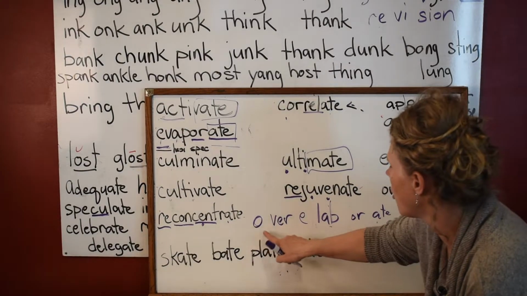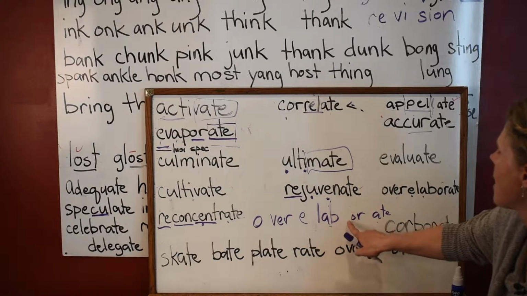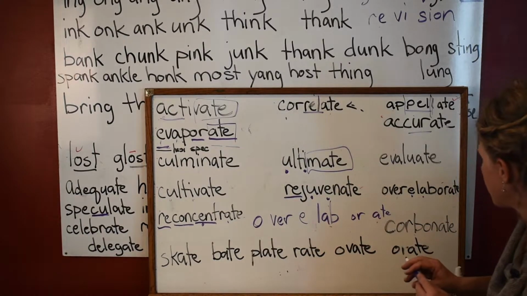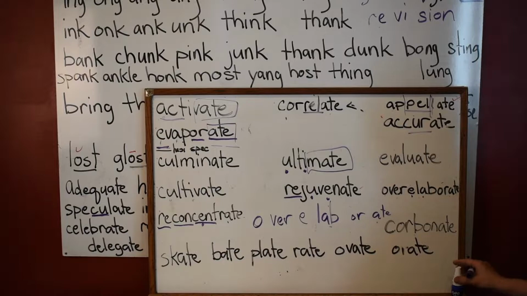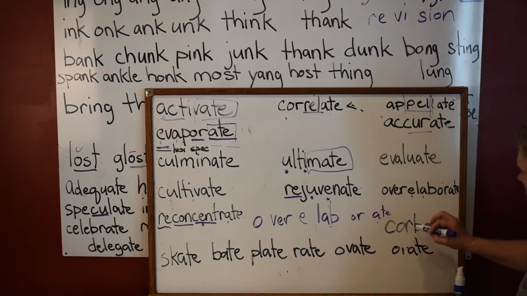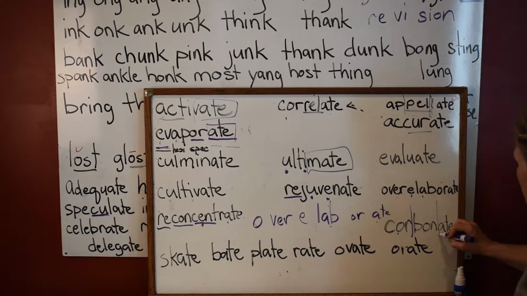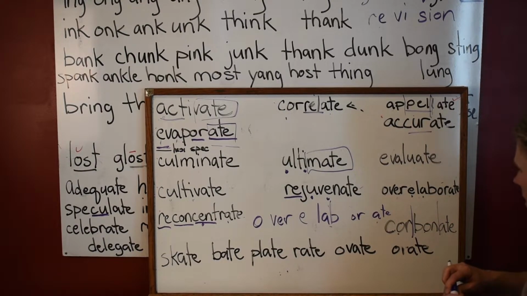And we have over, elaborate. So over, elaborate. So carbonate. So we have our vowels. This is a vowel R, so they need to stay together. And we have carbon, or carbon dioxide, a carbonate, carbonation. So I would break it like that, okay?